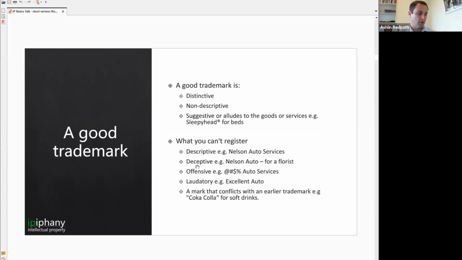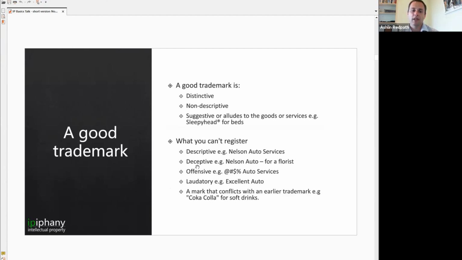So probably the big thing I want to cover tonight really is a common mistake business owners make, which is using descriptive trademarks. So they'll come up with, say, Nelson Auto Services or something like that. They're trying to describe what they do in their brand, and they call themselves that, they brand everything, and it causes a bunch of issues. The first being you can't register a trademark for something that is descriptive.